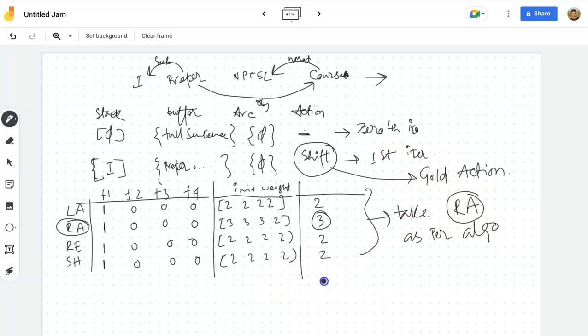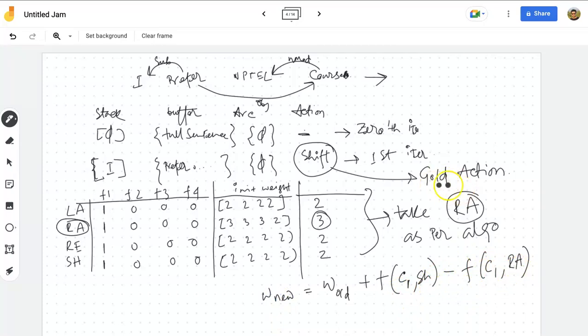So what is the formula? The formula is W old plus the correct thing. I am just writing configuration 1, the first step. Shift is the correct operation, but in configuration 1 the algorithm is saying right arc. So you just need to add the gold thing and subtract the algorithm-given wrong thing, and it will give you the new weights. I hope you understand.